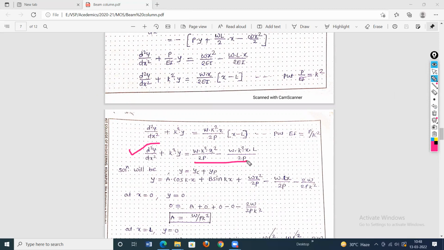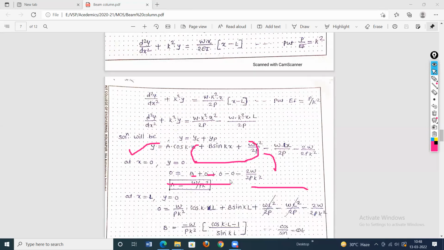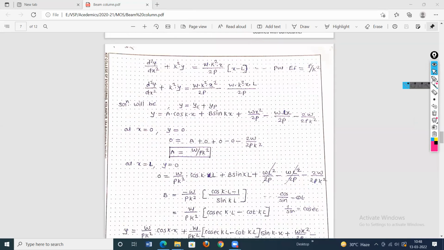So the solution is non-homogeneous, and therefore it is the complementary plus the particular solution. The complementary function is the sine and cosine terms, plus the particular solution. This term comes from the right-hand side, which gives the particular solution. In this, again, there are two constants A and B, which are to be determined from the boundary conditions.